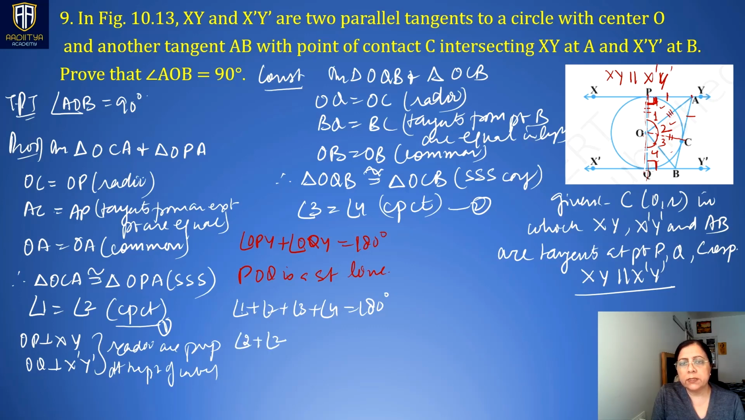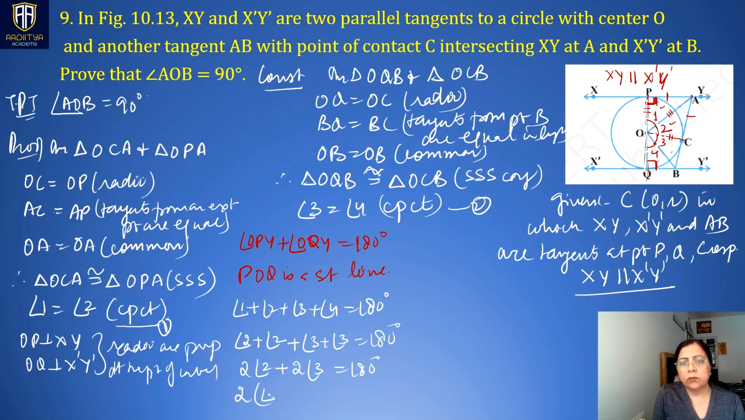Why? Because angle 1 is equal to angle 2. So I am replacing 1 by 2. Angle 3 is equal to angle 4, so I am writing angle 3 plus angle 3. I am replacing 4 by 3. So what do we get now? We get twice of angle 2 plus twice of angle 3 is 180 degrees.